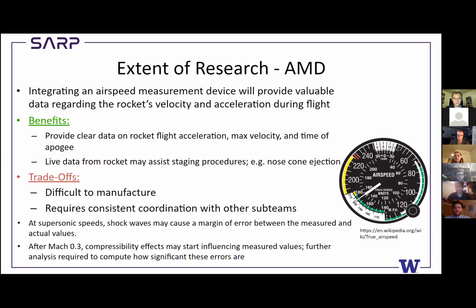Just some things that we got to note is that at supersonic speeds, shock waves may cause a margin of error between our measured pressures and velocity from the AMD and our actual values. And I think around 0.3, compressibility effects may start to influence our measured values. And we need further analysis in order to compute exactly how significant these errors could be. Next slide.